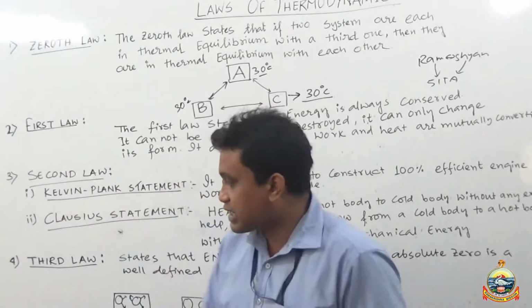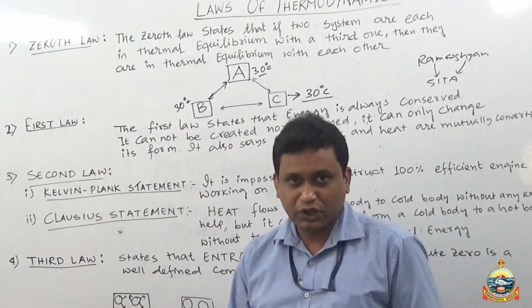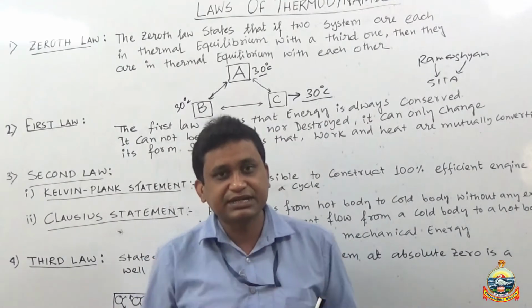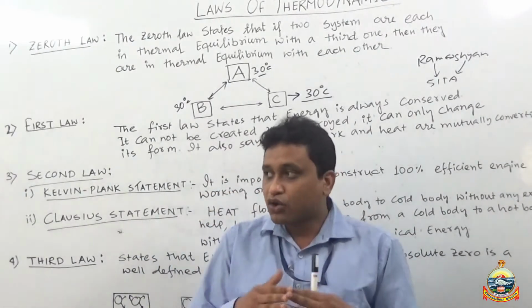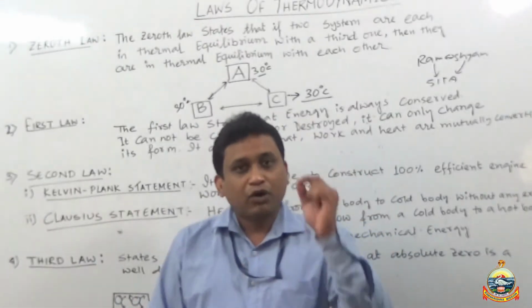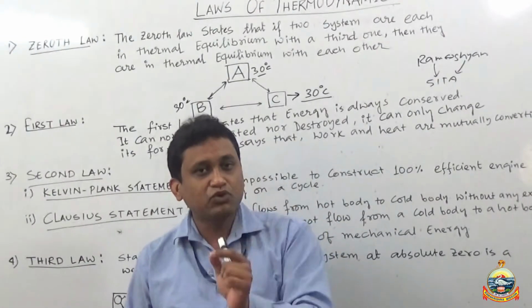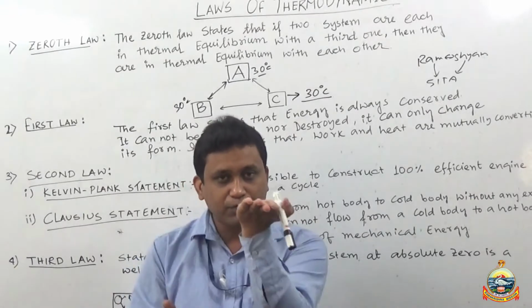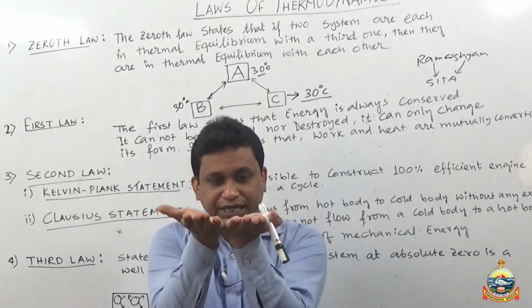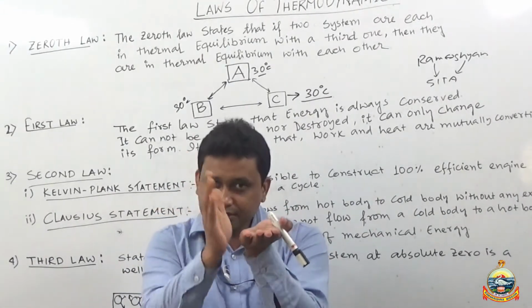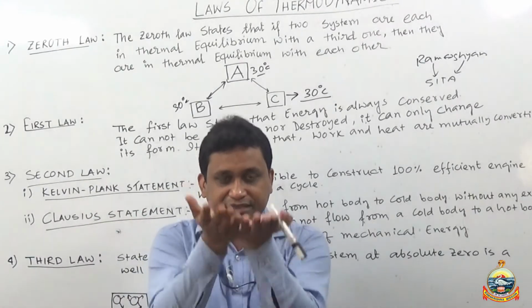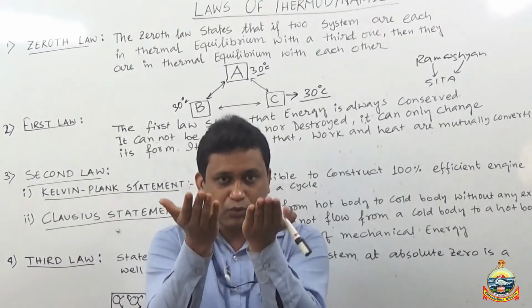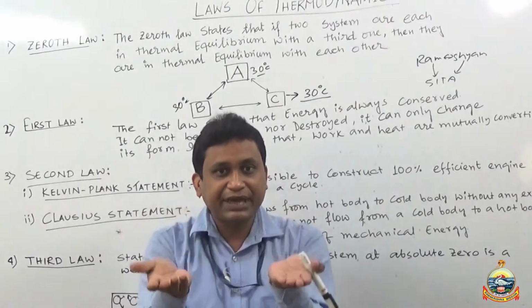The next statement is the Clausius statement. What does the Clausius statement state? The Clausius statement states that heat energy always flows from a hot body to a cold body, right. If you keep a hot body and a cold body in contact with each other, after some time you will see that the two bodies are at the same temperature, right.